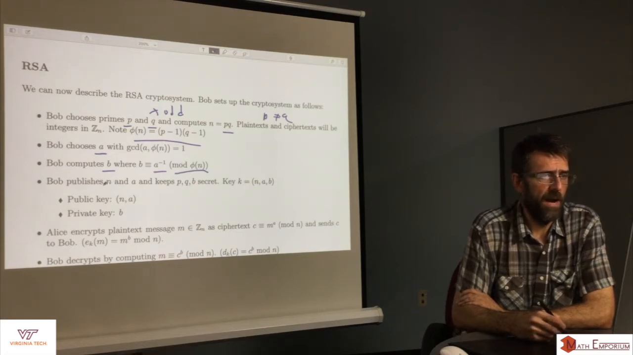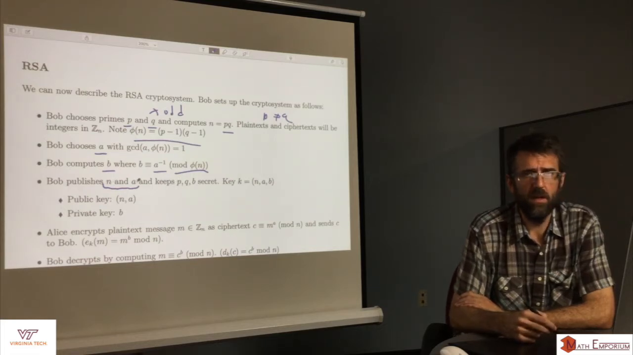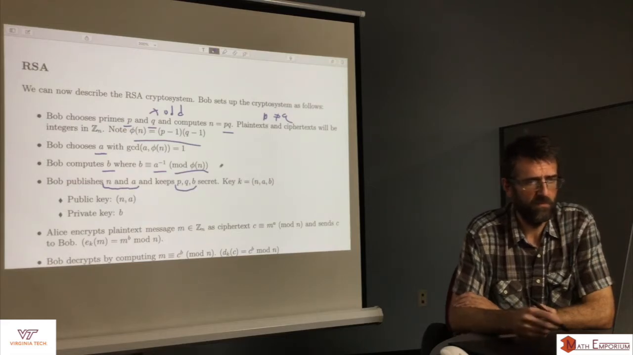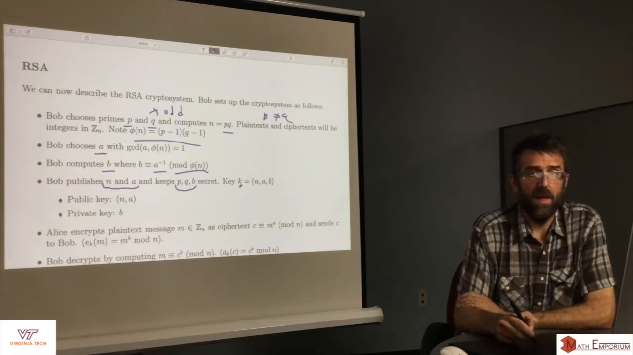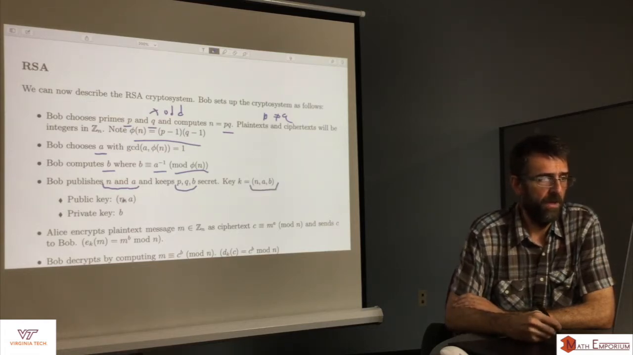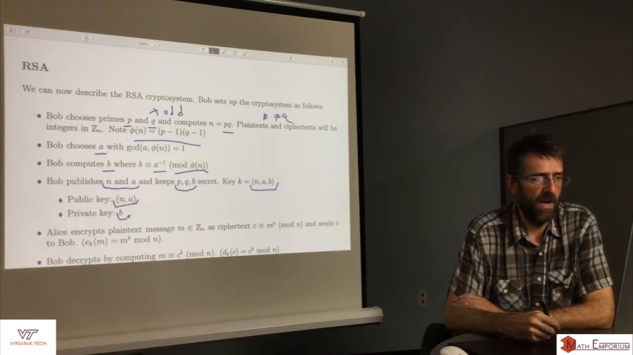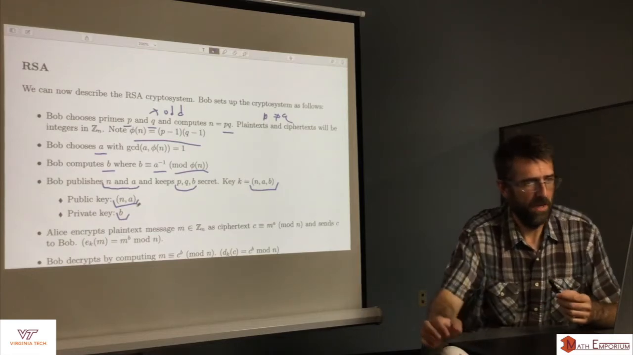Bob is going to publish N and A. So we've got a public modulus, we've got a public encryption exponent, but keep the primes P and Q, and keep that decryption exponent B secret. So my key is going to consist of the components N, A, and B. The public key consists of the components N and A. The private key consists of the component B.